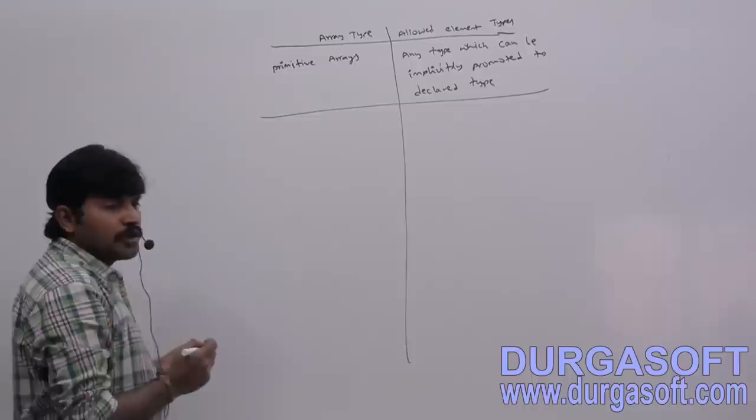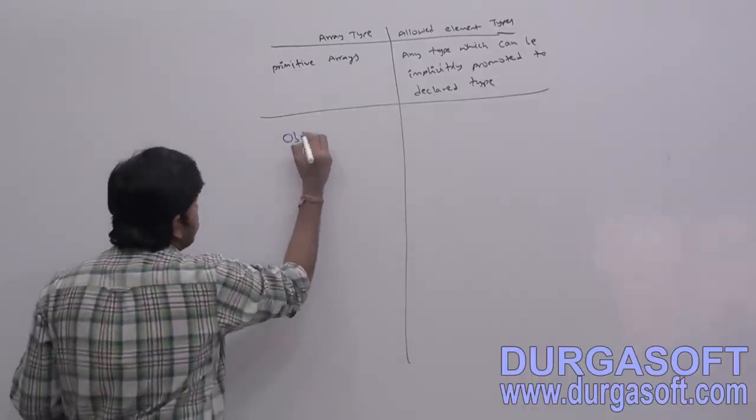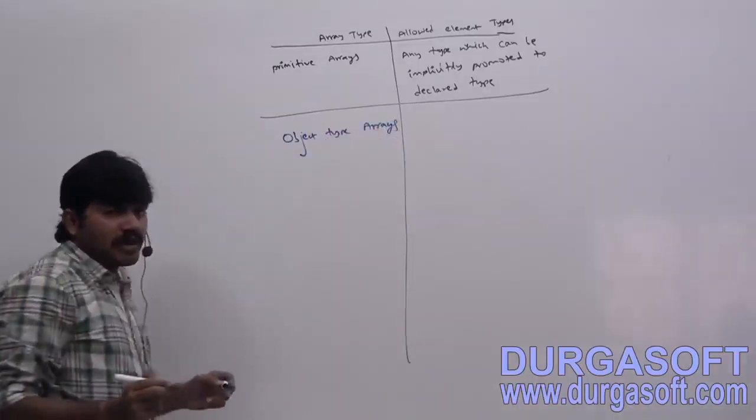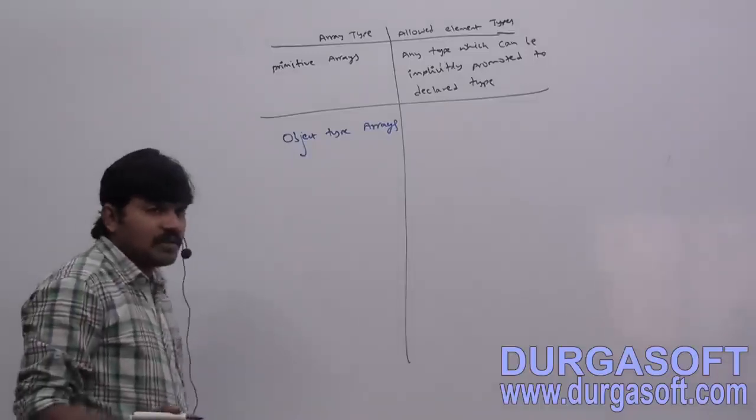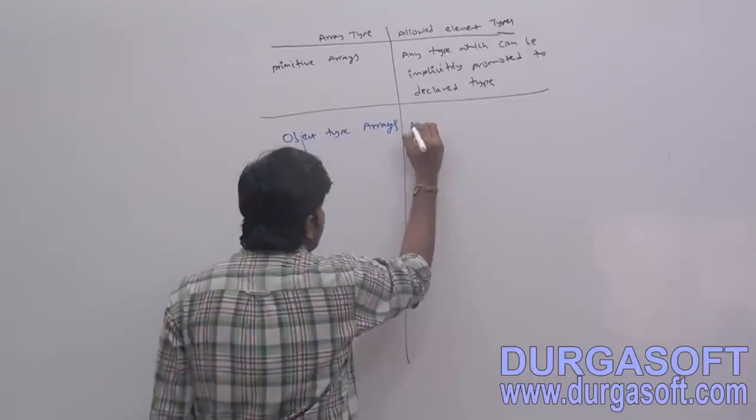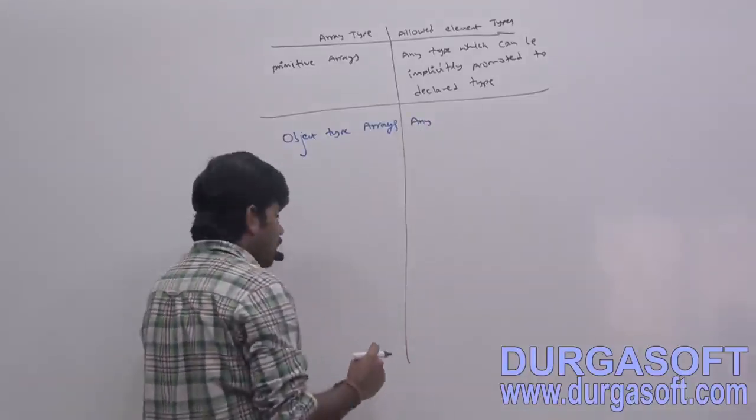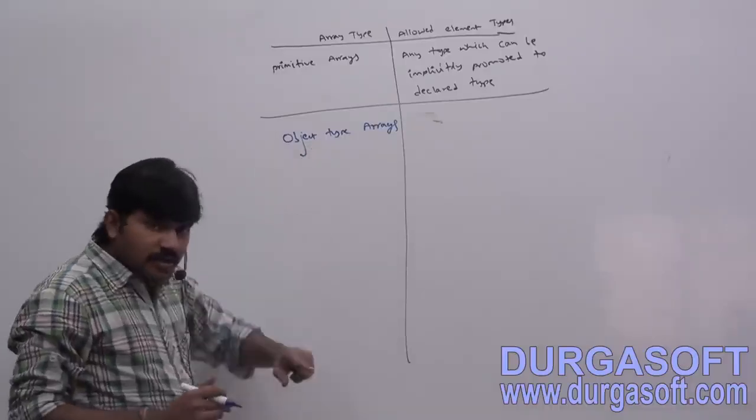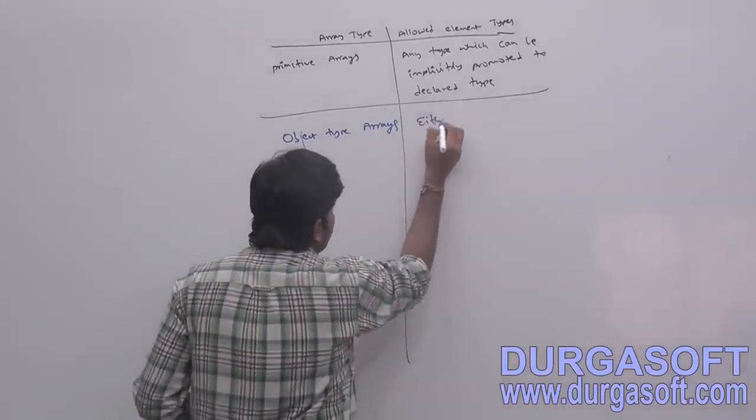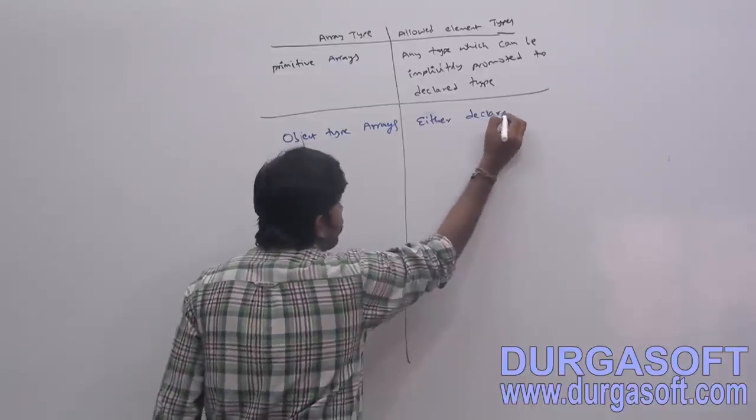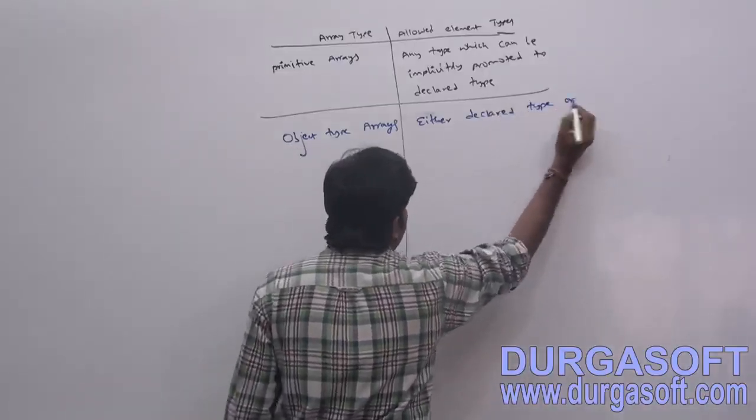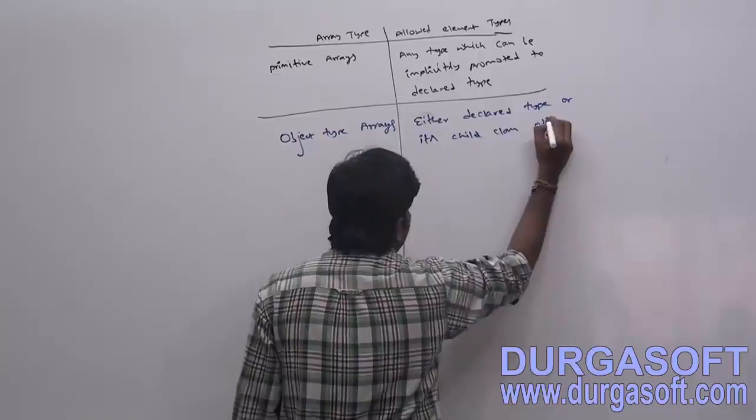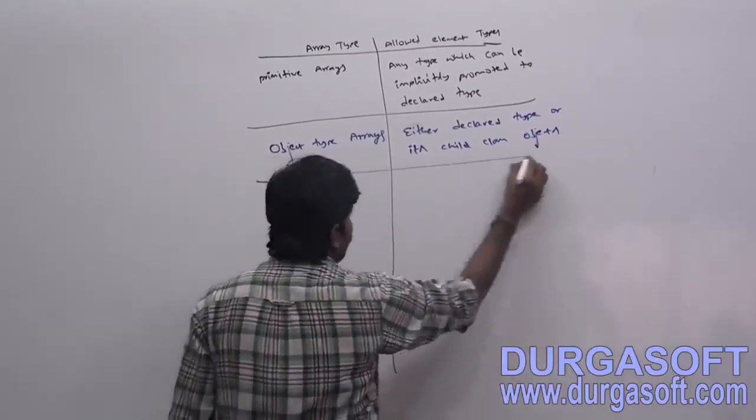Second one, object type arrays. What are the allowed element types? If it is an object type array, the allowed element types are either the declared type or its child class objects.